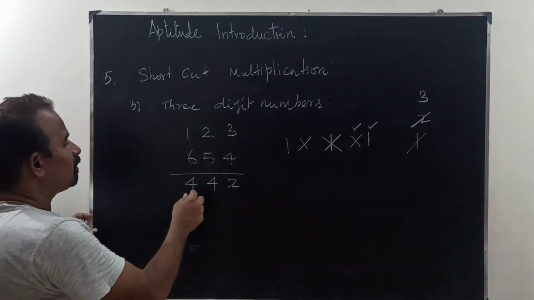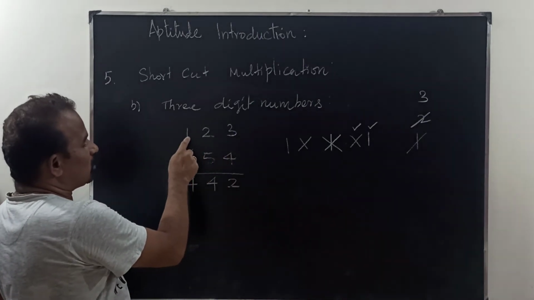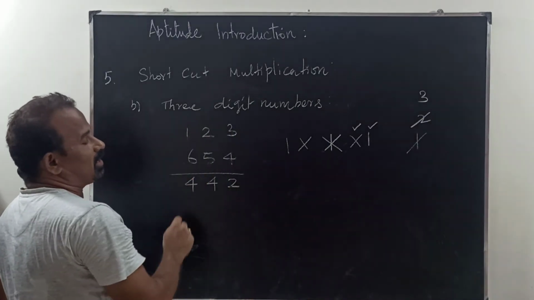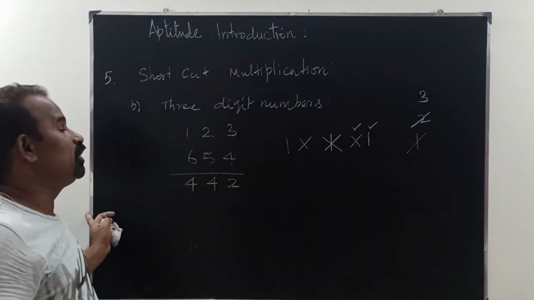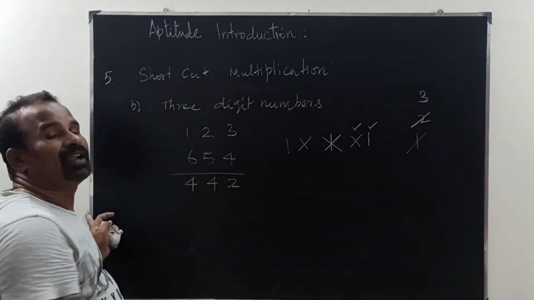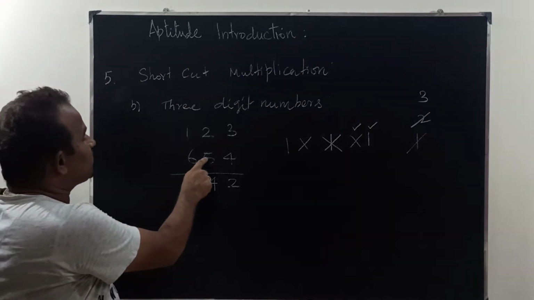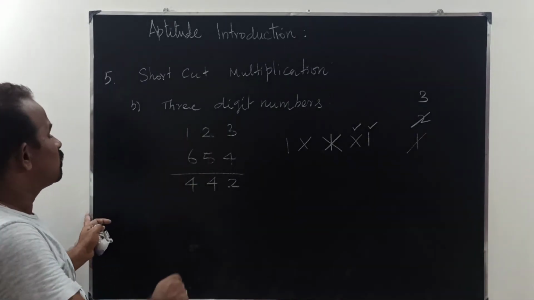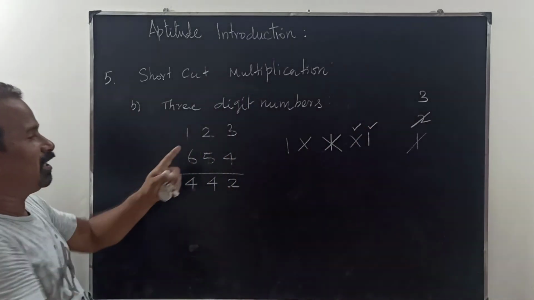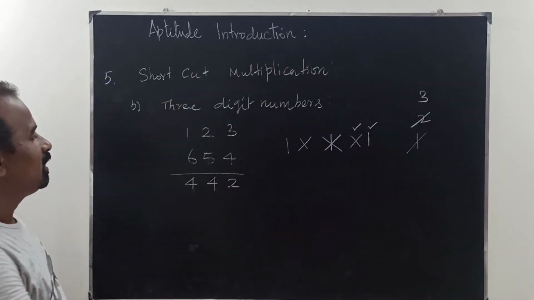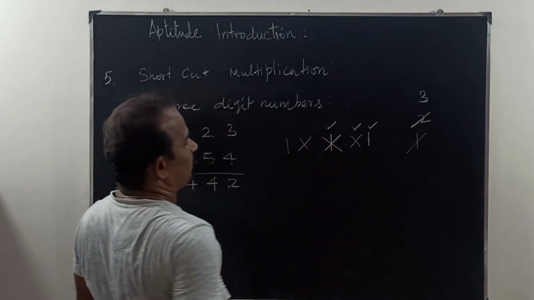Again I am telling you, 4 into 1 is 4, 6 into 3, 6 3s are 18, 18 plus 4 is 22, 22 plus 10, 10 means 5 into 2, 10. So therefore 32, 32 plus 2 is 34, remaining 3.